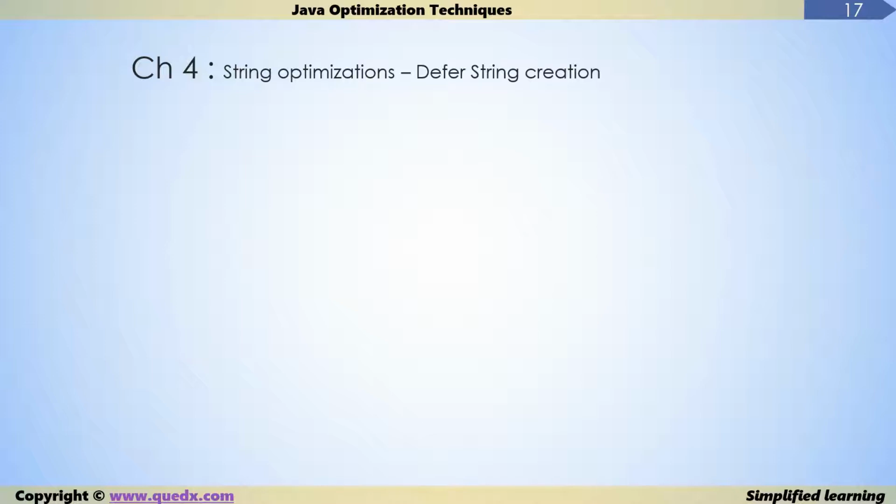Let's look at string optimization with respect to string creation. This rule states that we should defer string creation until a point when it is required. So it simply means be lazy in trying to evaluate or create the string. Let's take a look at a demo example in this regard.